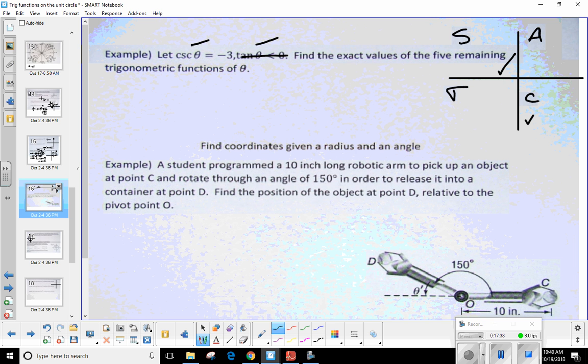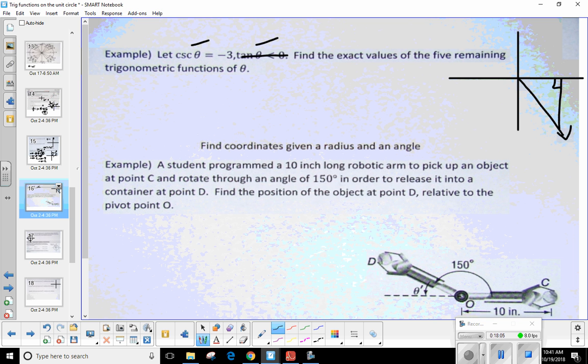Now, in what 2 quadrants would cosecant be negative? 3 and 4. So I'm going to put a check mark here, check mark here. So what quadrant am I going to be working in? It's got to be the 4th quadrant. So how many people got the 4th quadrant? Okay, that's not bad. Here's my terminal side right here.